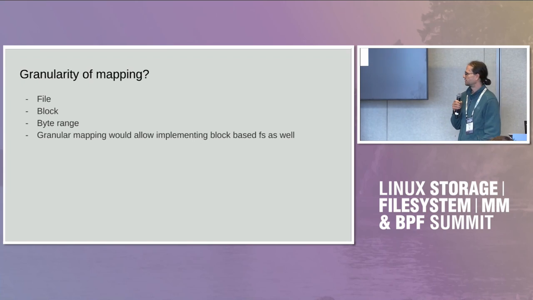One interesting question is what should be the granularity of the mapping? Should it be just whole files, or could it be blocks or byte ranges? If we have more granular mapping than file, it could enable implementing block-based file systems as well, because then we could have parts of the block, parts of the device mapped to files in the file system.